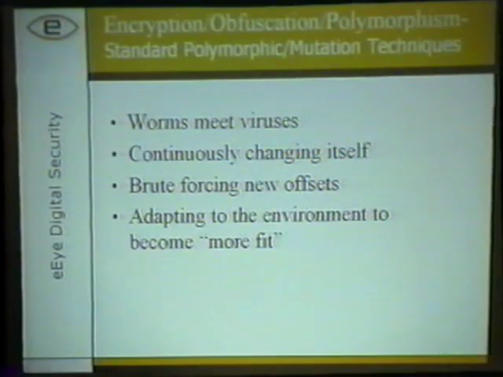K2 recently did a talk on polymorphic shellcode. This is roughly around the same idea, where every time the virus is spread, it's mildly different. It doesn't have to be extremely different. It just has to be different enough that it won't match the signatures out there.